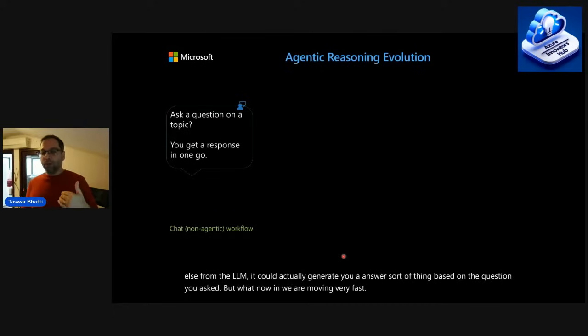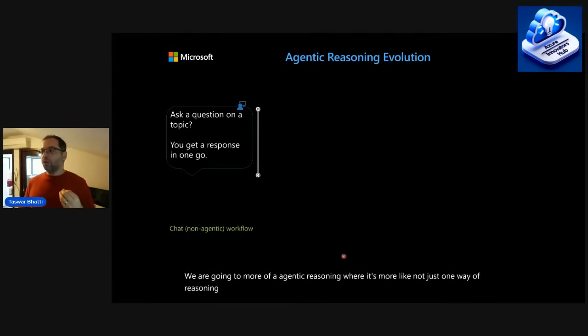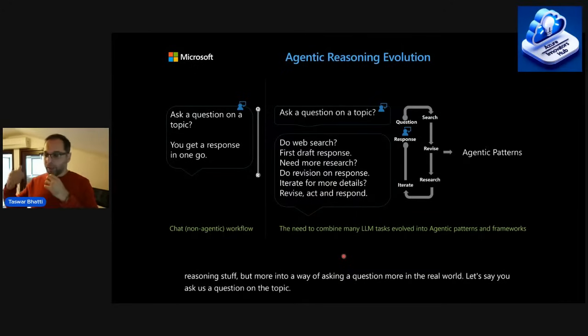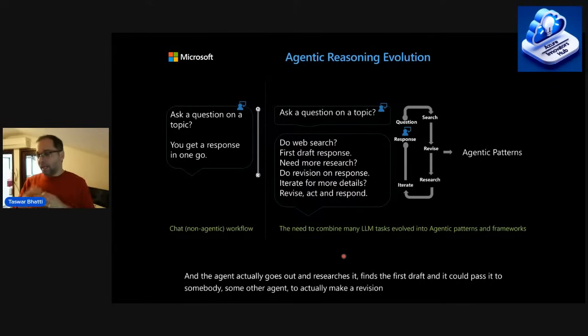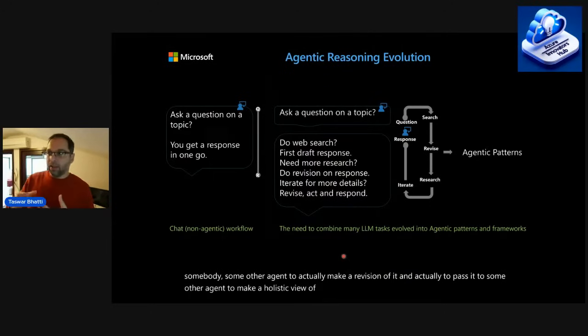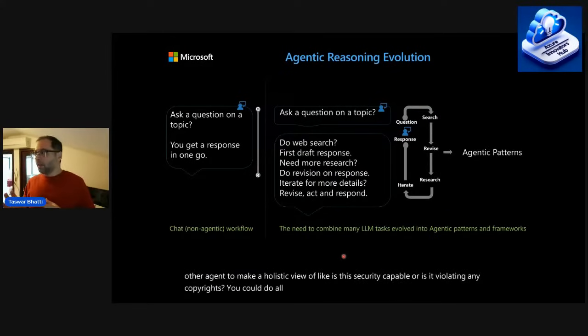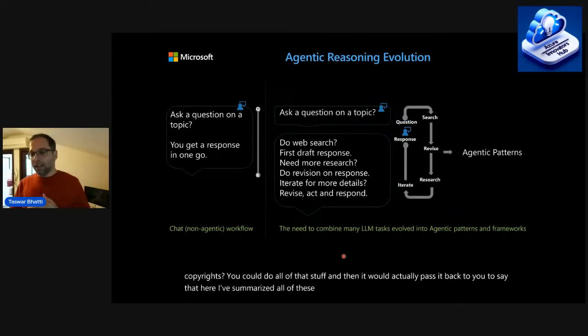We are going to more of an agentic reasoning, where it's not just one way of reasoning, but more of a way of asking a question in the real world. Let's say you ask a question on a topic and the agent actually goes out and researches it, finds a first draft, and passes it to some other agent to make a revision of it, and then passes it to some other agent to make a holistic view of, is this security capable, or is it violating any copyrights? You could do all of that, and then it would pass it back to you to say, here, I've summarized all of this. These are the things that we have got.